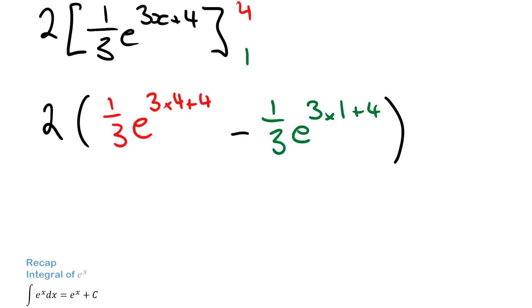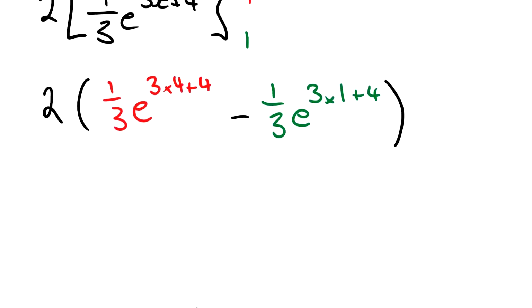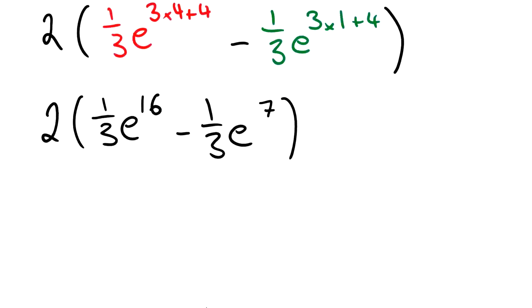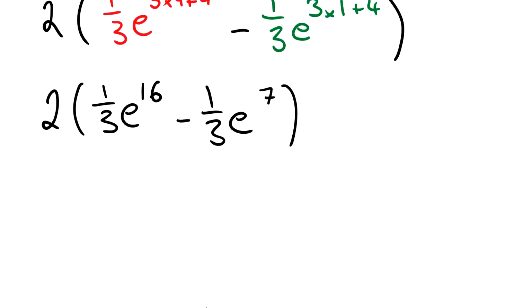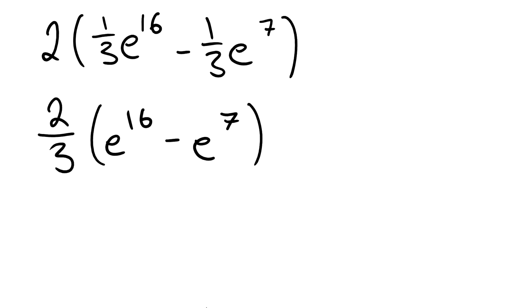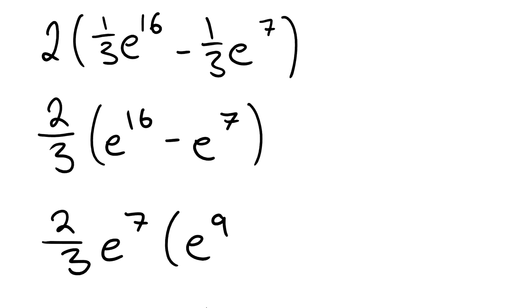Now we want exact form, so we're going to focus on simplifying this down. So that front part becomes 1 over 3 e to the power of 16 minus 1 over 3 e to the power of 7. Notice how the 1 over 3 is common, so that can come out the front. So we get 2 over 3 e to the 16 minus e to the 7. E to the 7 is also common. And there you go, in exact form.